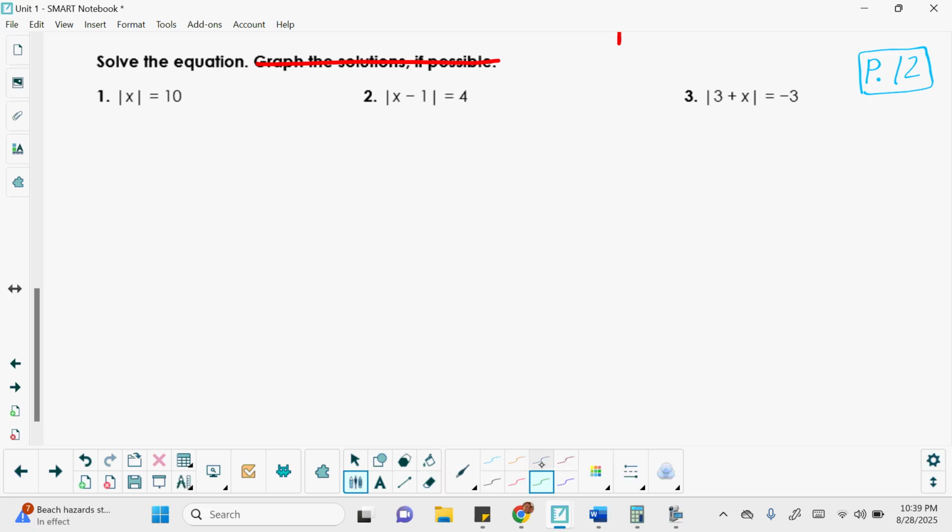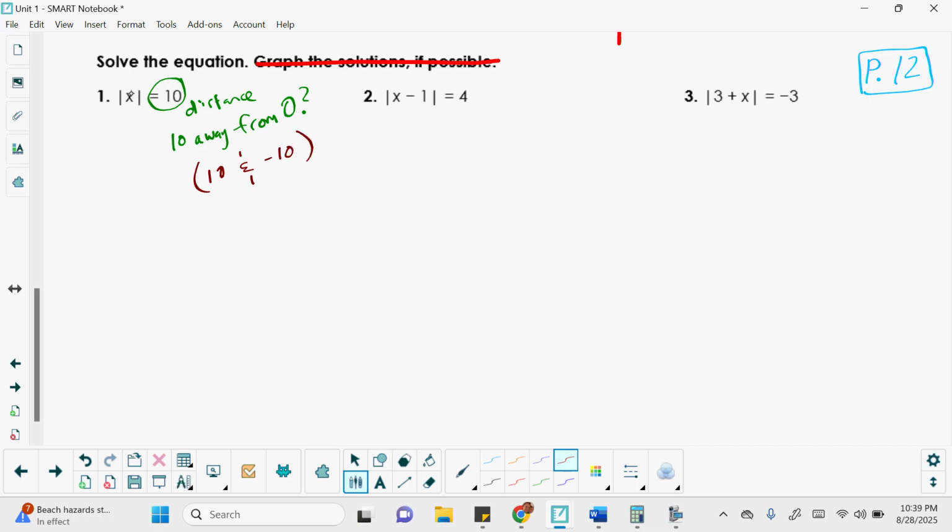What we can do is use the absolute value and say, this is our distance. So what we say is, what two numbers are 10 away from 0? Everyone's saying, oh, it's 10 and negative 10. Those are our two values.